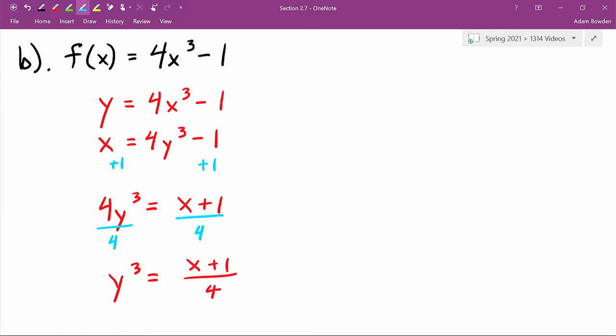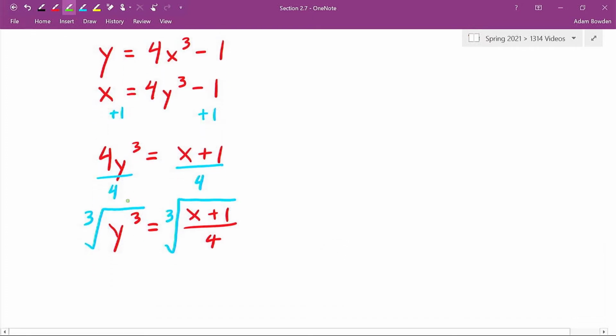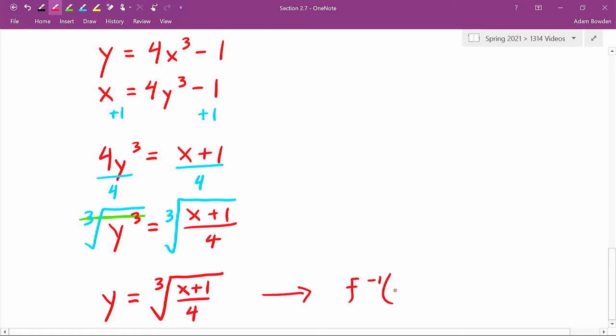Now, since this is y cubed and we want to solve it down to just y, I'm going to take the cube root of both sides. The cube root will get rid of the third power to leave it as just y equal to the cube root of x plus 1 all over 4. So our final answer would be to write that as the inverse. F inverse of x is equal to the cube root of x plus 1 all over 4.